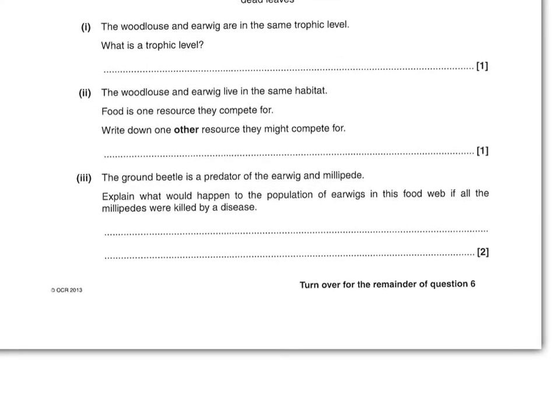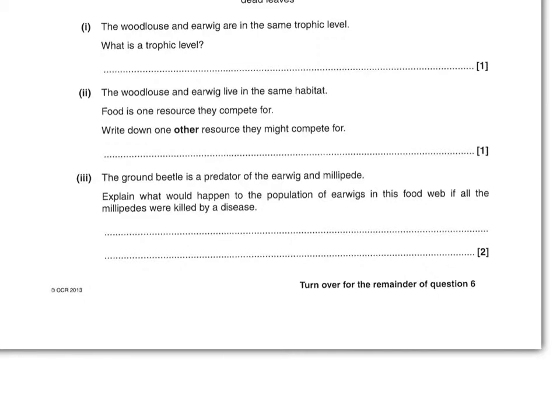The ground beetle is a predator of the earwig and millipede. Explain what would happen to the population of earwigs in this food web if all the millipedes were killed by a disease. So you could say that population would decrease, but that wouldn't get you the mark. The 2 marks are saying because the beetle has lost a food source, and so will feed on more of the earwigs. So that's what you need to put there for those 2 marks.